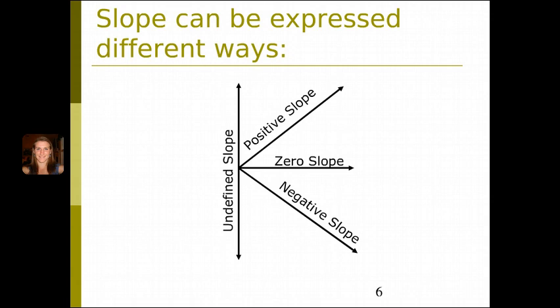You can use the letters U for undefined, P for positive, O to represent the 0, and N for negative slope. The word UPON can help you remember undefined, positive, 0, and negative slope.